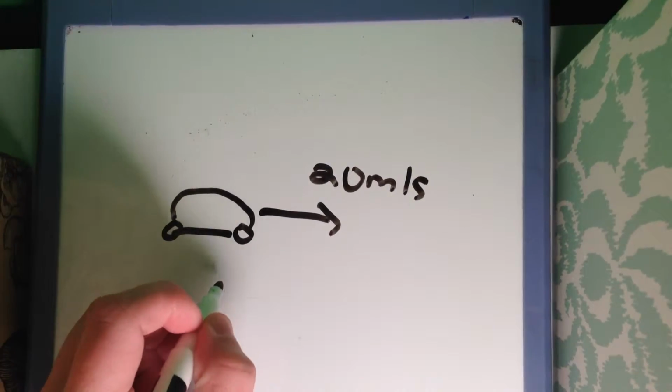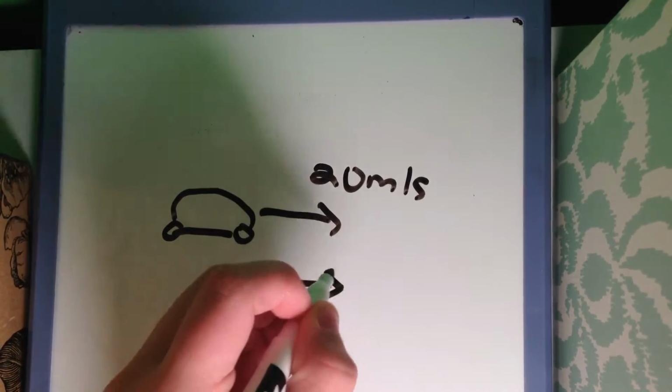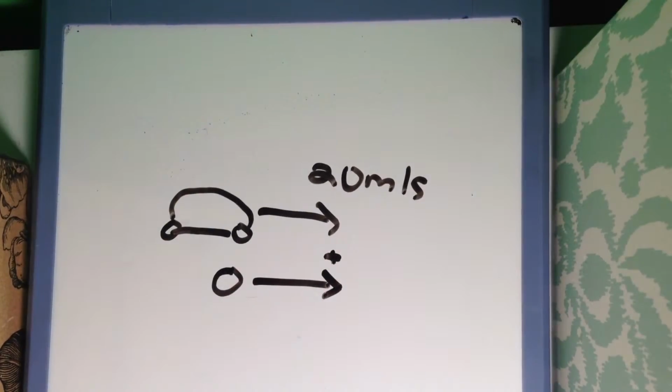On the other hand, if you were using velocity, which is a vector measurement, and a vector is a measurement with magnitude and direction, you'd have a coordinate plane so you could tell which direction it was traveling in.